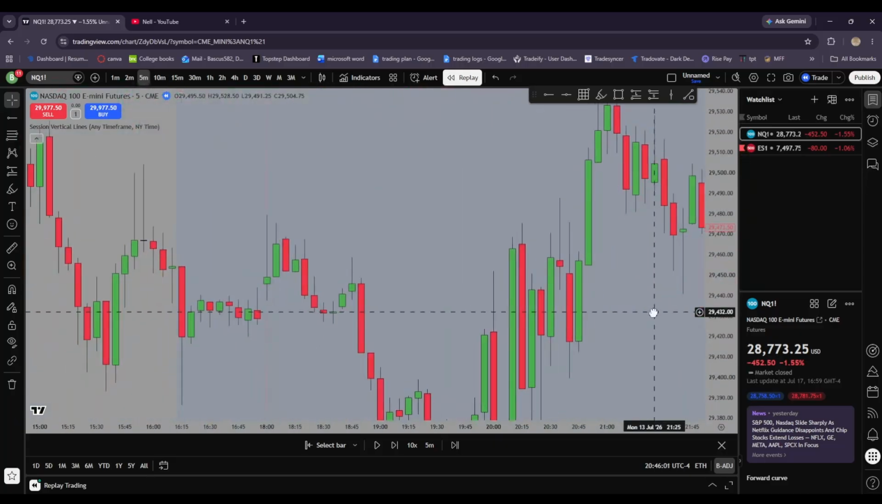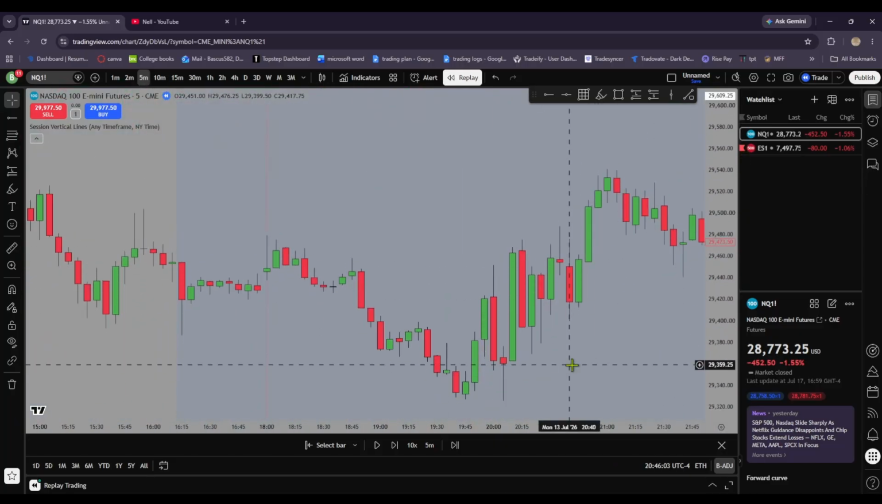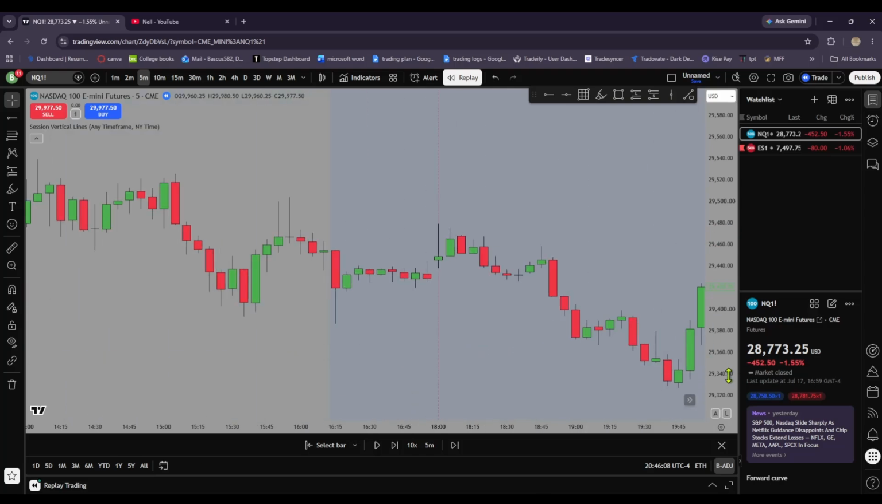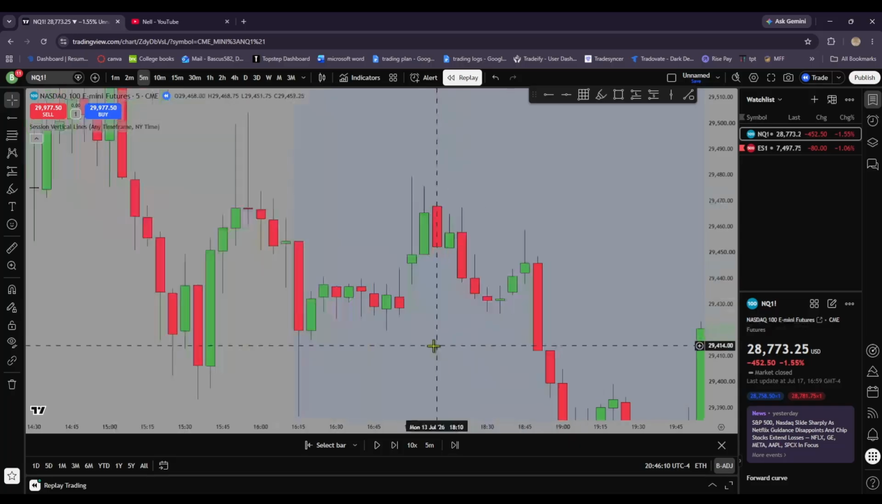So you guys can't just trade, you can't buy a Top Step account and just trade with a break of structure. You know, that's not going to make you profitable. You may win some, but you're going to lose a lot more than you win, and it's not safe.